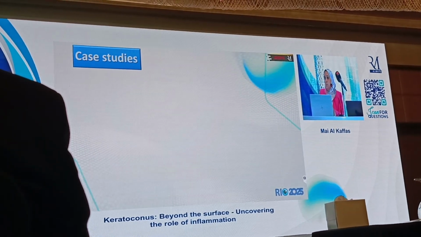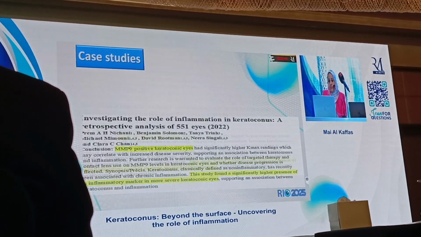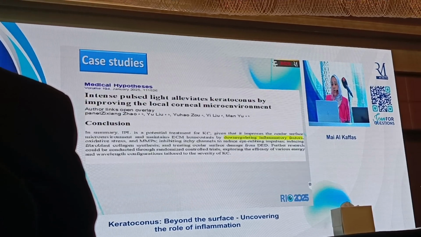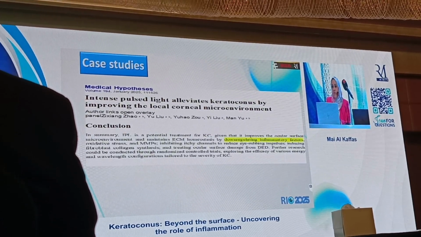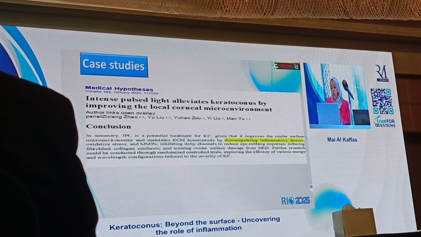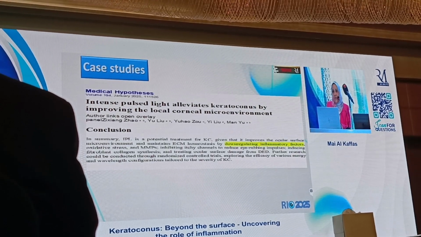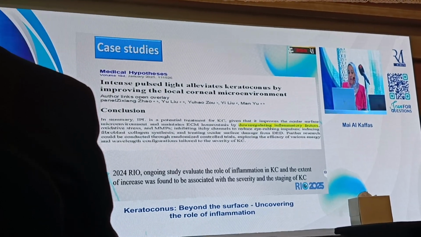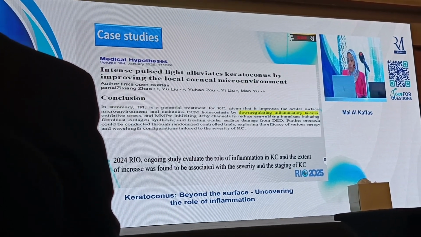Case studies: many case studies have been done in 2022, 2023, and 2024, investigating and evaluating the role of inflammation in keratoconus, and also creating and evaluating methods to downregulate these inflammatory molecules. At Rayo, there is an ongoing study evaluating the role of inflammation in keratoconus, and the extent of the increase was found to be associated with the severity and the staging as well.